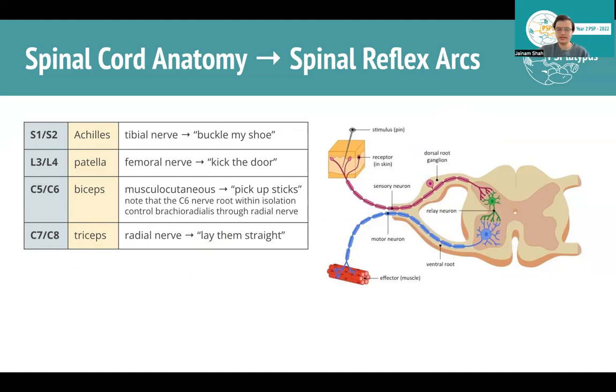So remember, the easiest way to think about this is you can see you got like 1, 2, 3, 4, 5, 6, 7, 8. So you got a nice order to it. With 1, 2, it's S1, S2. So within this, the sacral plexus, lumbosacral plexus, I should say. That's responsible for the Achilles tendon reflex, and it's through the tibial nerve. So if you remember your nerve roots, tibial nerve has S1, S2, and a couple of other nerve roots.